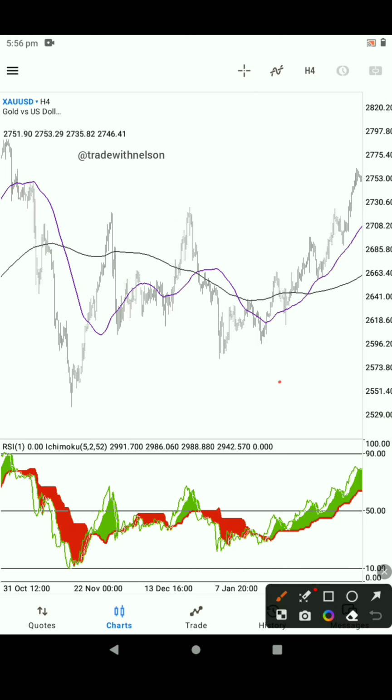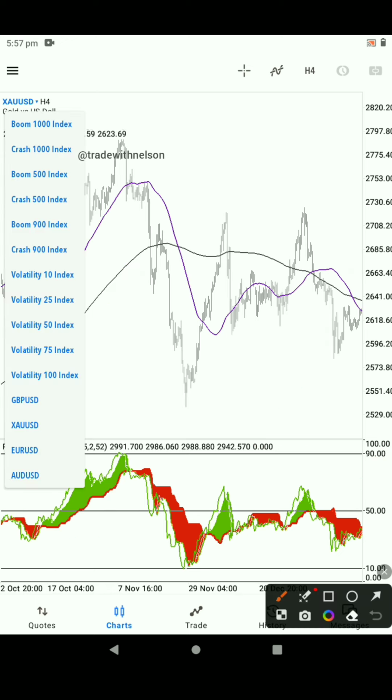Like I said, it also works perfectly in the currency market. So let's go to GBP USD.